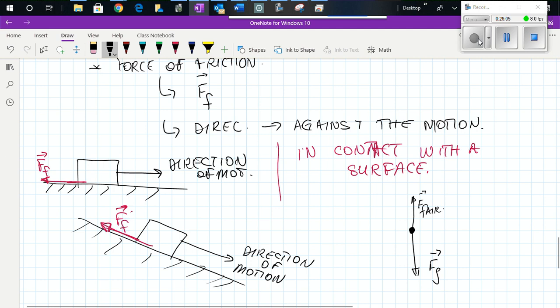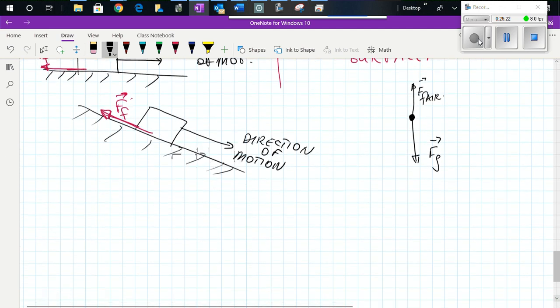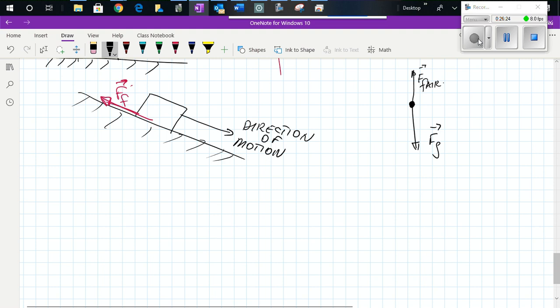Actually, the force of friction of the air exists, even though we don't feel it, we don't see it, because we are not living in a vacuum. But there are experiments that are done and proven that the force of resistance of the air exists.